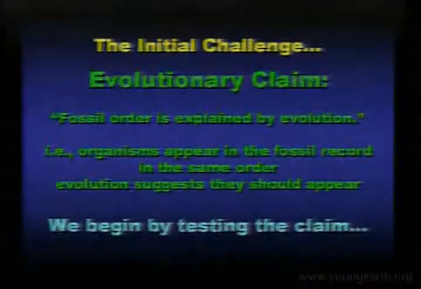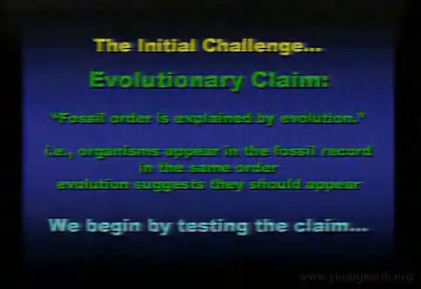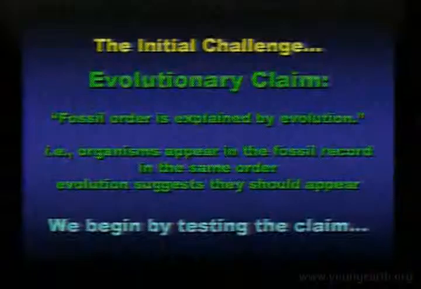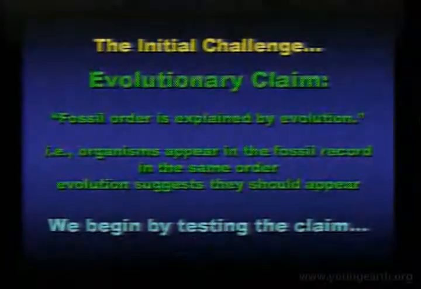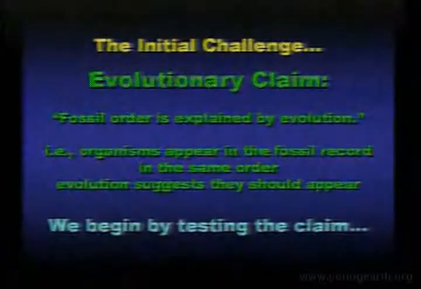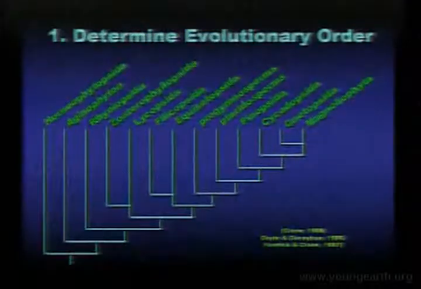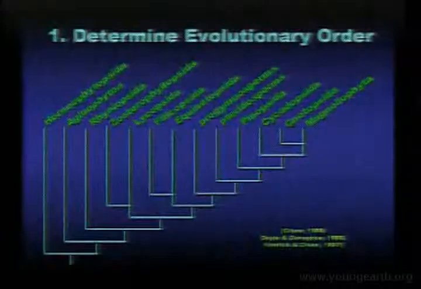So the very first thing, when you see such a claim, is to determine whether the claim is true or not. Most claims turn out to be unsubstantiatable. They're not actually correct claims. So before you worry about trying to explain it, make sure it really is a truism. So how do we do this? Well, first of all, we need to determine the evolutionary order.